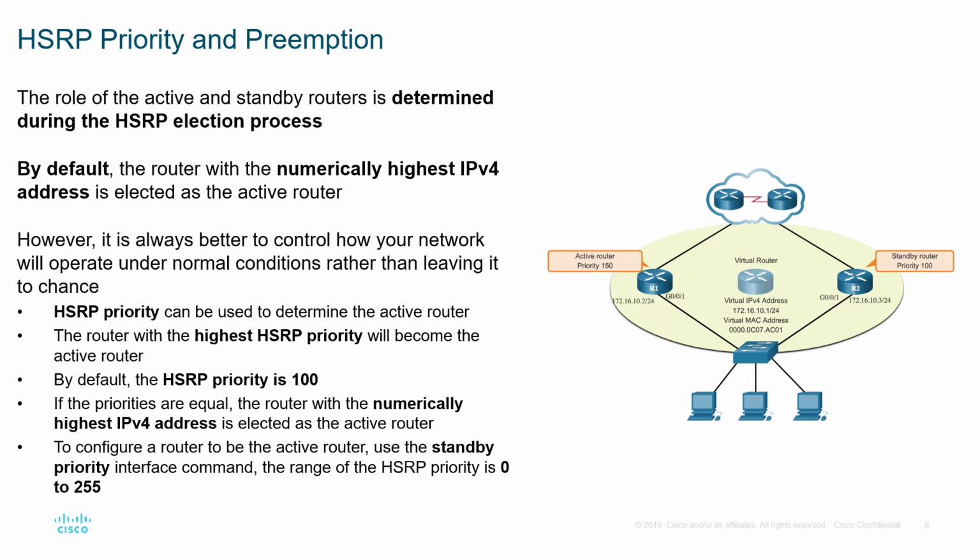So if I go into, as you see here in this example, R1 and give it a priority of 150, it becomes the active, and R2 becomes the standby because it only has a priority of 100. So if the priorities are equal, the router with the numerically highest IPv4 address will be the active. To configure a router to be the active, use the standby priority interface command. The range of priority again is 0 to 255.